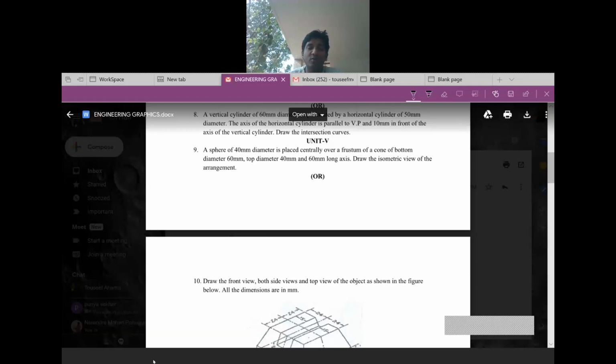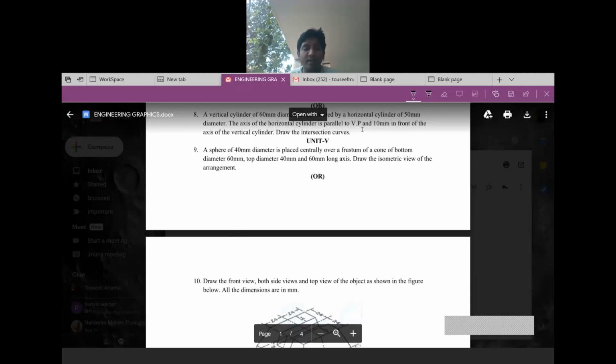What is meant by frustum of a cone? Can anyone answer it? What is a frustum of a cone? Cutting the cone horizontally at the top, sir. Okay, it is nothing but the frustum of a cone. It has both a top diameter and a bottom diameter.